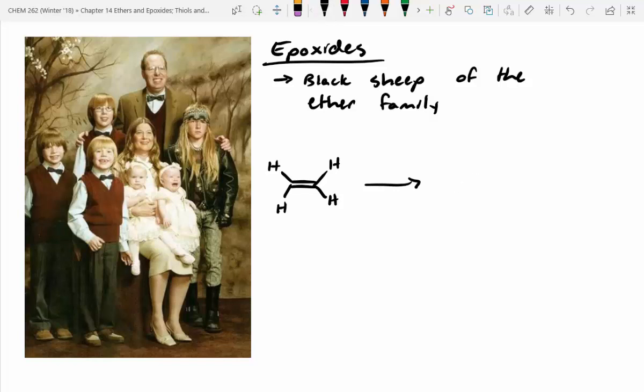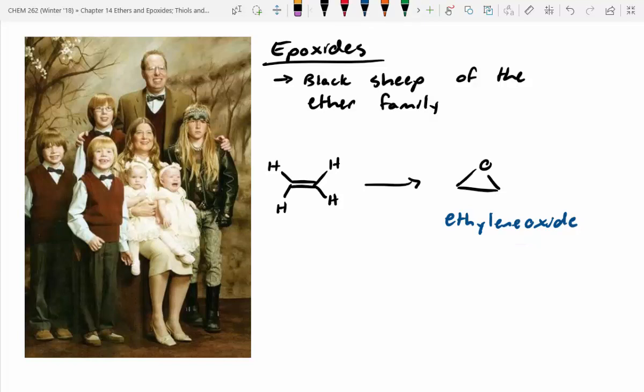Whoops. Let's say I want to make this epoxide. This is commonly known as ethylene oxide. And why is it called ethylene? Does anybody remember that from our previous lecture? Yeah, there's two CH2 spacers, right? So this is ethylene oxide because of those spacers, not because there's a double bond.